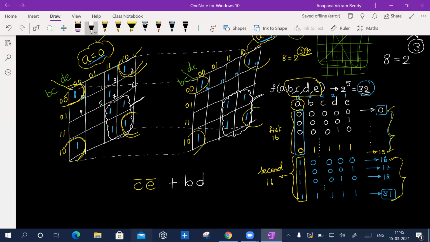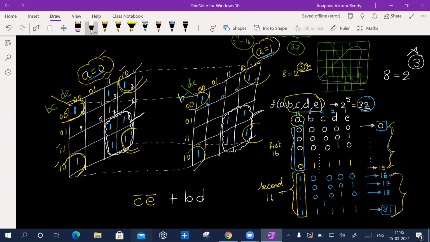Because if I take this quad in K map 1, the first K map, for A equal to 0, I have B here and D here. And the same thing here also we have, right? Because I have the same BD again. So again, I have the same stuff. So BD, that's it.